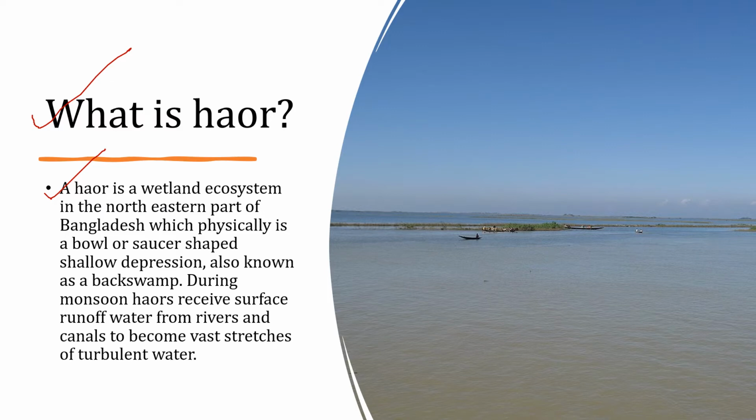And during monsoon, a haur receives surface runoff water from nearby rivers or canals and becomes a vast stream of turbulent water. But in winter season, it looks almost like a vast field, and there may be some beels inside the haur. In winter season the beel can be visible, but in monsoon or rainy season it will look like a big saucer or a bowl full of water, and nothing could be seen from one side to another side.